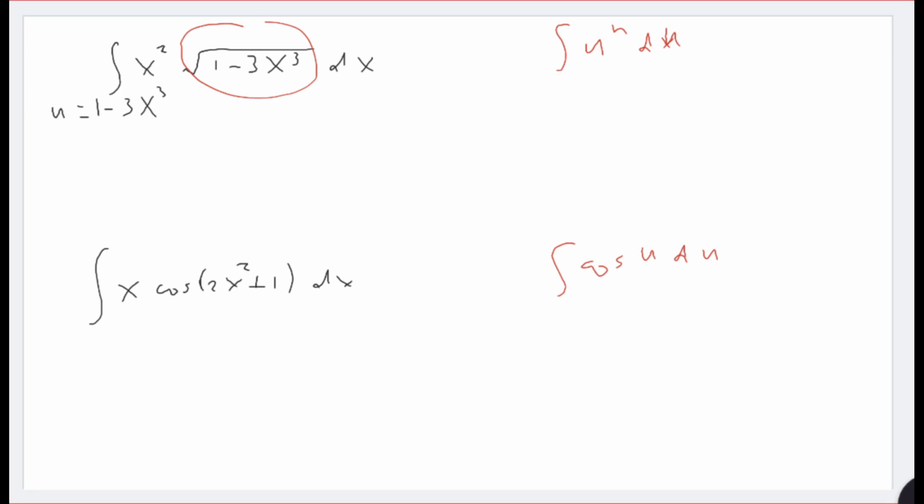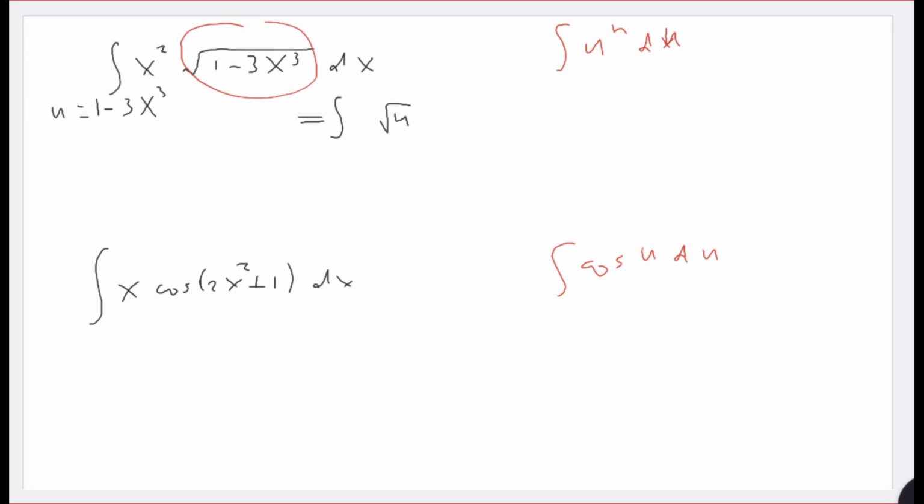Okay, let's treat it as u. So let's start to transform the integral. Square root of 1 minus 3 times x to the third power then becomes square root u. All right. Then there's a dx left. There's also x squared left, right?